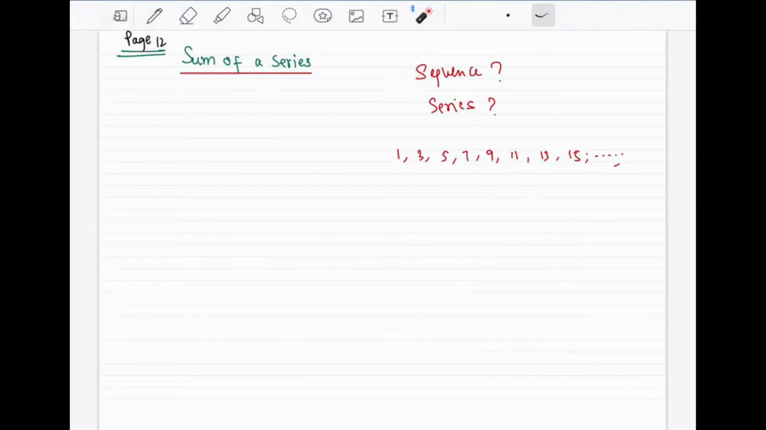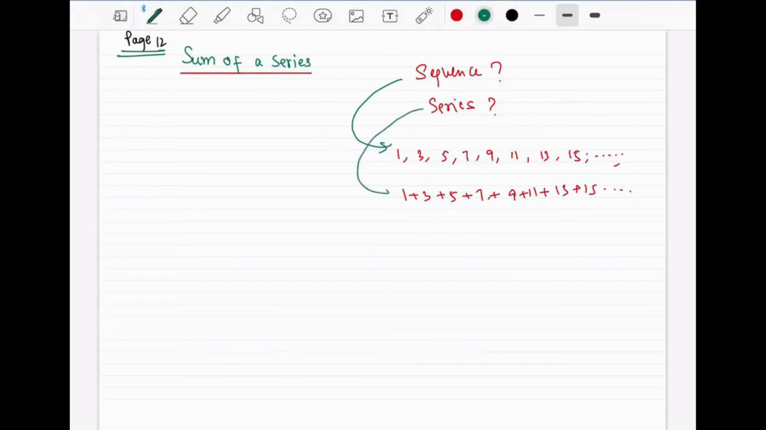a sequence. If I add the terms, first term, second term, third term, if I add all the terms in an arithmetic progression, then we will change the name. We will change the sequence to series. So this is a sequence. What is a series then? Let's write the same numbers. If you add the terms in an arithmetic progression, then we will call it a series. So we have already learned how to find the nth term.